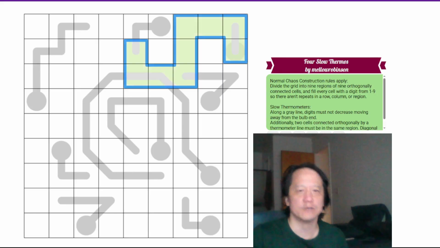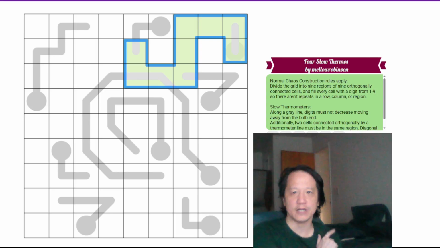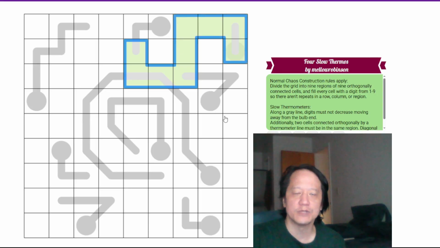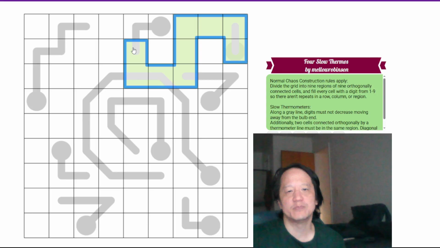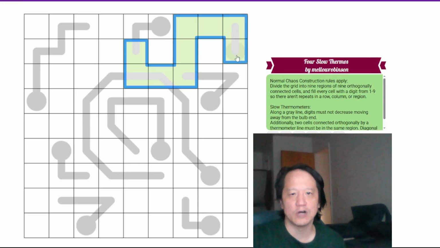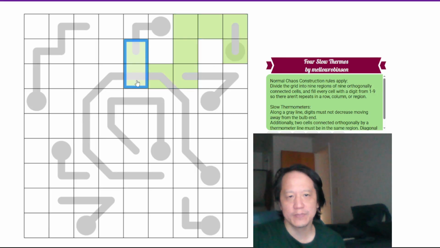It's basically a region where you can go from any cell in that region to any other cell in that region just by going through edges, all while staying within the region. So for example, to get from here to here, you can go along these edges, all while staying within the region, which is why this is a valid orthogonally connected region.